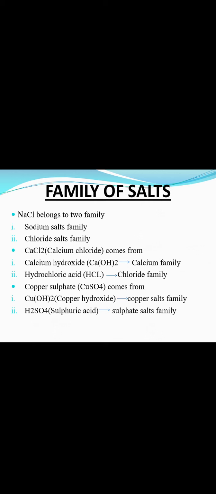So next, coming to the topic, family of salts, from where it is derived. NaCl, that is salt, belongs to two families. One is the sodium salts family and the other is the chloride salts family. What about CaCl2? That is calcium chloride. That comes from calcium hydroxide, Ca(OH)2, that is the calcium family, and hydrochloric acid, that is HCl, the chloride family. So calcium chloride comes from the calcium family and the chloride family.